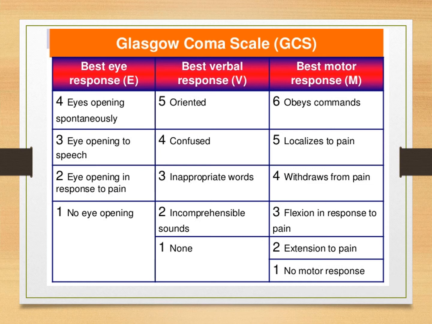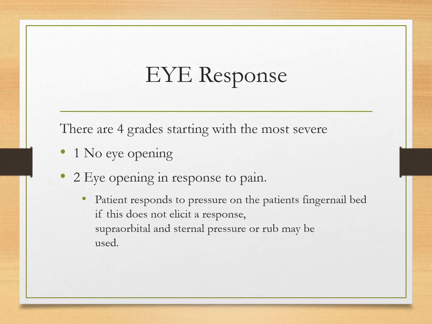The worst you can have, or the lowest you can have, is a 3. It can actually be worse not having that 3, and I will explain that later. But this is your GCS scale for the adult. As stated before, eye has 4 different grades. 1 being the most severe, which is no eye opening. 2, eye opens in response to pain. You pinch the nail bed on a patient, or you give them a sternal rub and their eyes open.